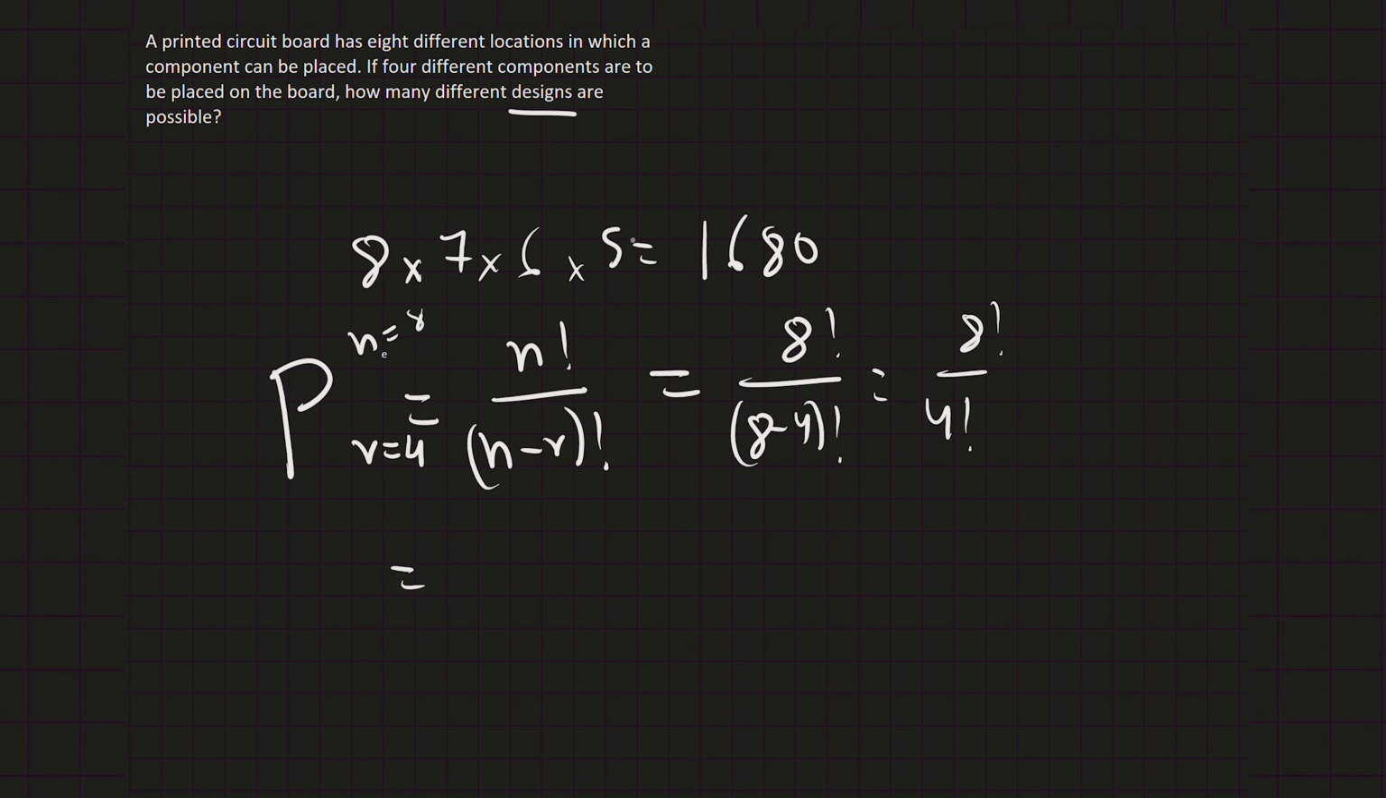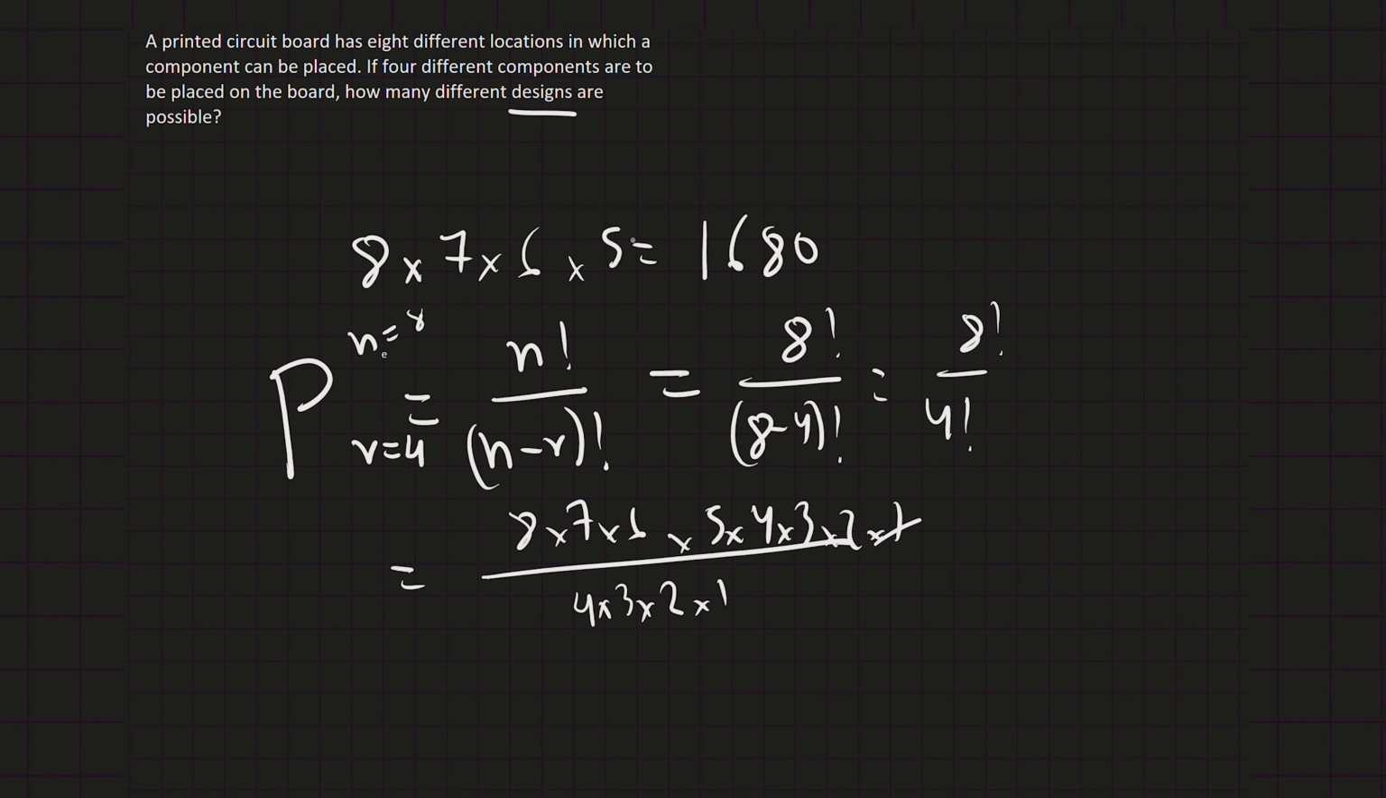And this is the same as 8 times 7 times 6 times 5 times 4 times 3 times 2 times 1. And 4 factorial is 4 times 3 times 2 times 1. The 1 doesn't really matter. We're going to cancel 2 with 2, 3 with 3, and 4 with 4. What do we have left? We have left 8 times 7 times 6 times 5, which is the same as what we had before. That's 1680 different designs.